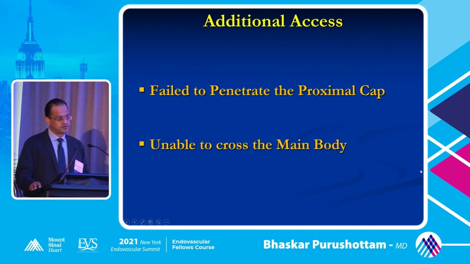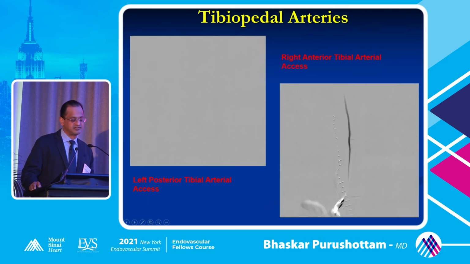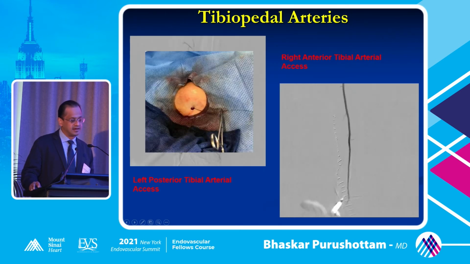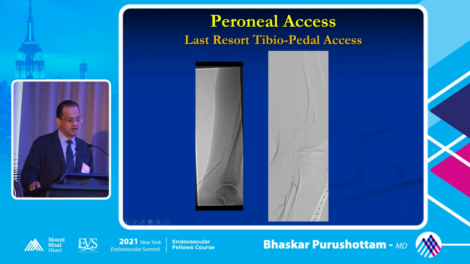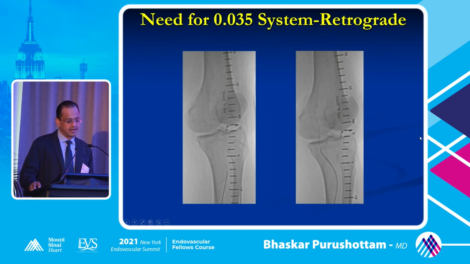So the next thing is, if you're not able to penetrate the proximal cap, you're not able to cross the main body, what is your next strategy? You can start using the pedal access. And usually I just leave a 014 pedal sheath there, or sometimes just a catheter. You can use the peroneal, but I like to preserve the peroneal because it does give out those communicating branches to the DP and the PT. So try to preserve it.